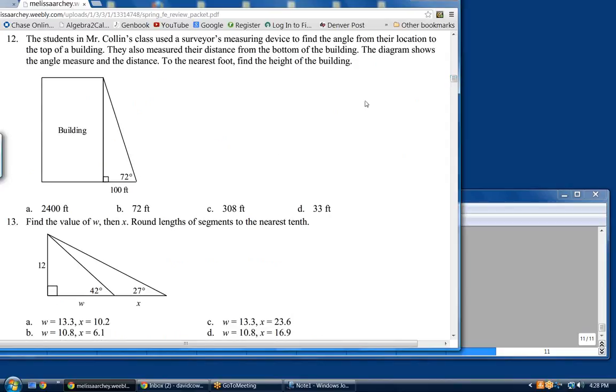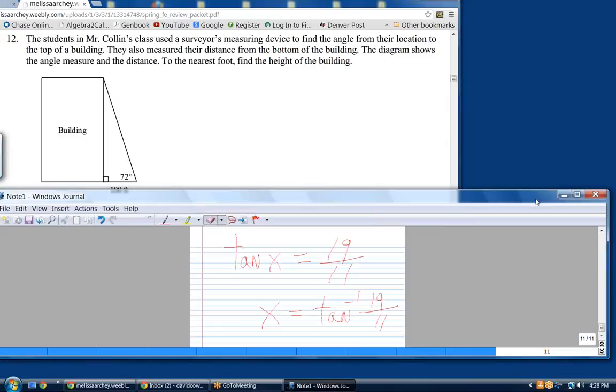Let's do one more here. Okay. This is relatively easy. We don't really care about the building. We only care about this right triangle. Right? This is 72. This is 100. And they want to know the height of the building. Give me an equation that will allow me to calculate the height of that building.